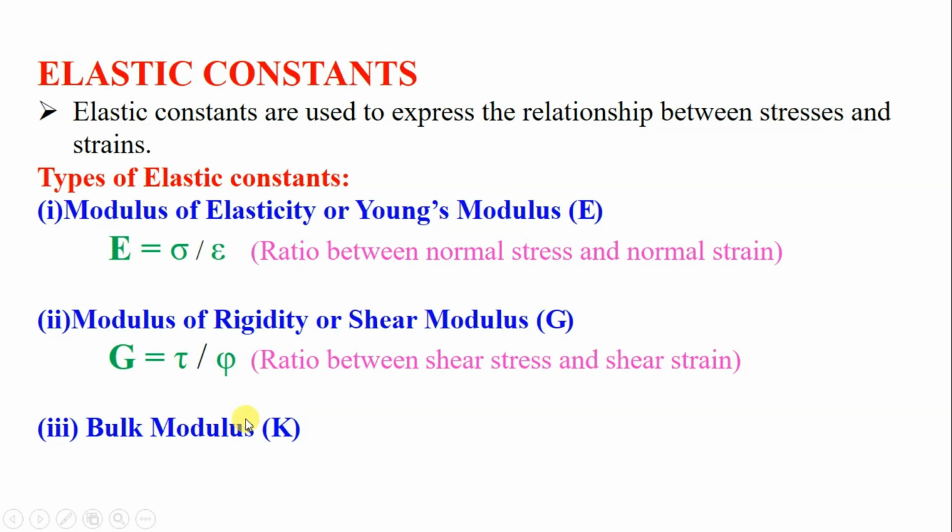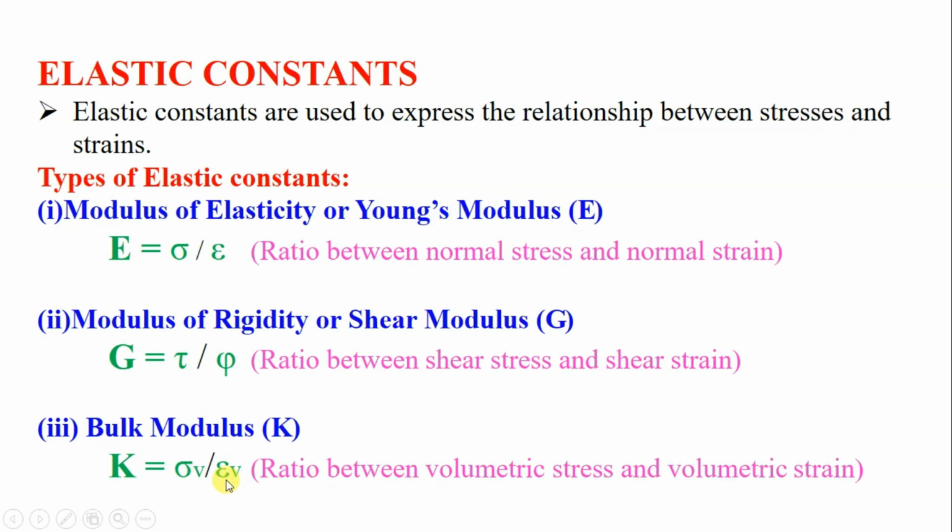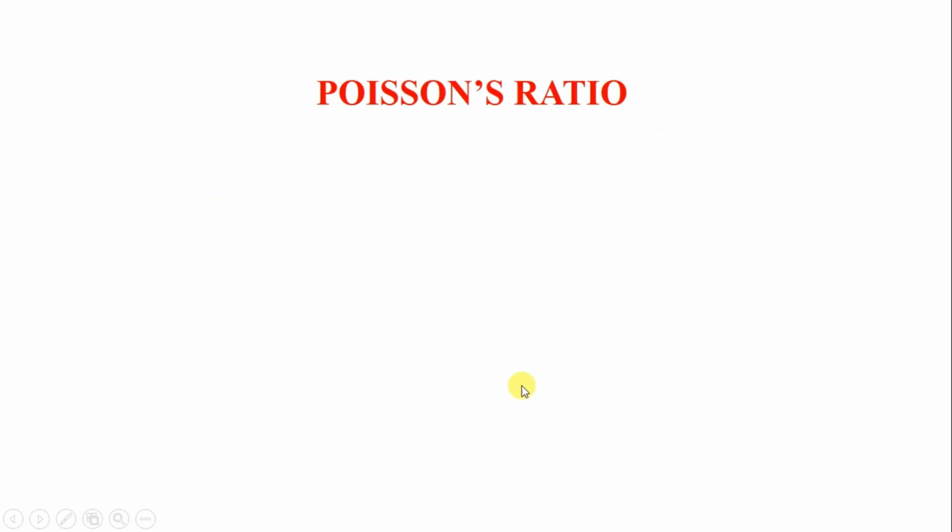Next, bulk modulus denoted by capital K. We have seen volumetric stress, we have seen volumetric strain. The ratio between these two gives you the bulk modulus, that is K is equal to sigma V divided by EV. Next we are going to see is Poisson's ratio.